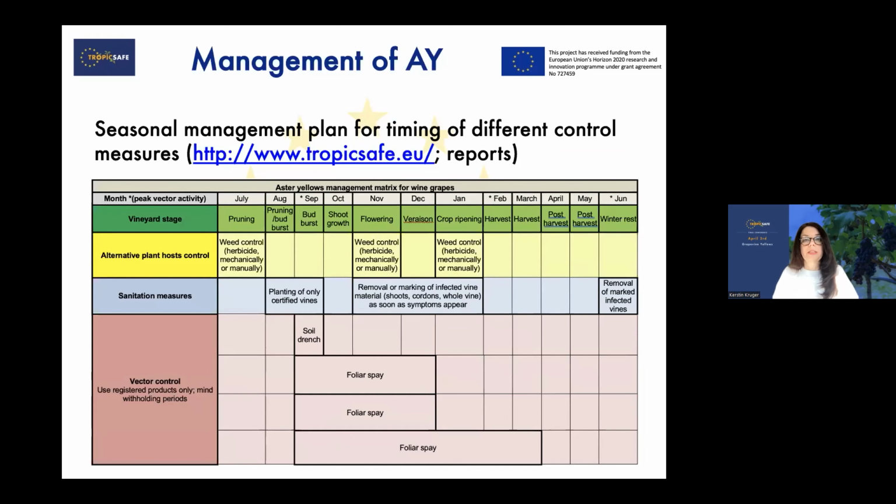So based on the results which we have from the surveys in vineyards, and with regard to the seasonal abundance of Mgenia fuscovaria and grapevine growth status, we developed a new seasonal management plan which is environmentally friendly and sustainable, and is based on different control measures. It's based on alternative plant host control, weed management, sanitation, and also vector control through insecticide treatments.